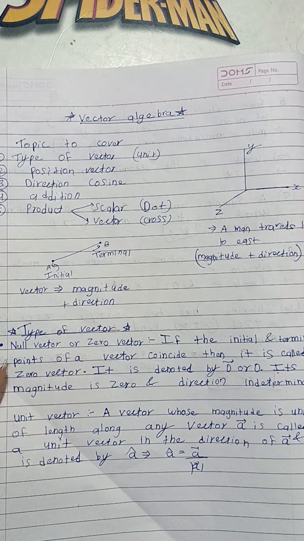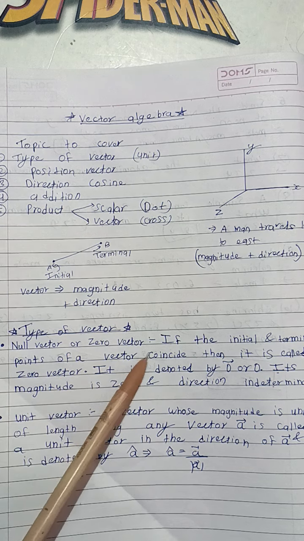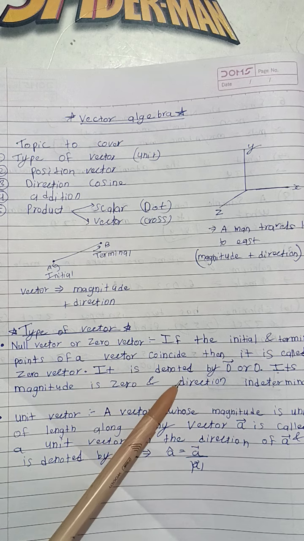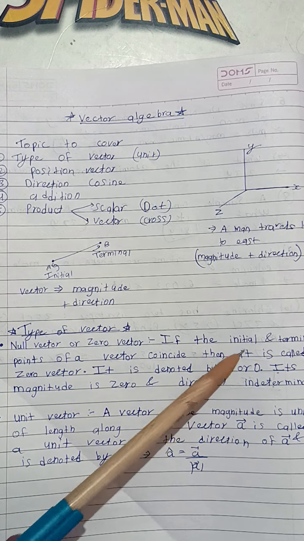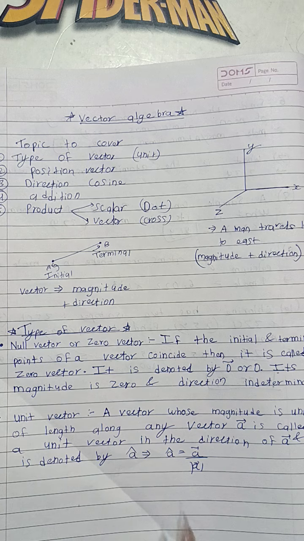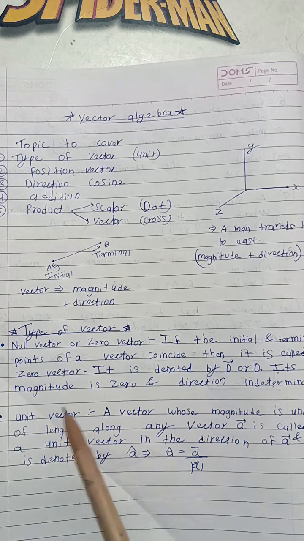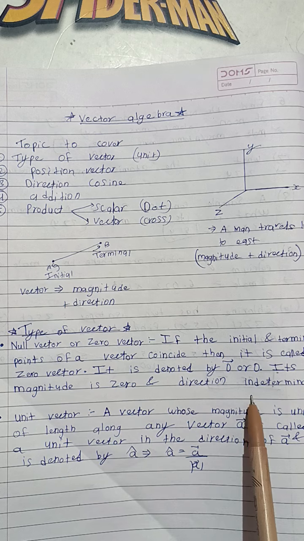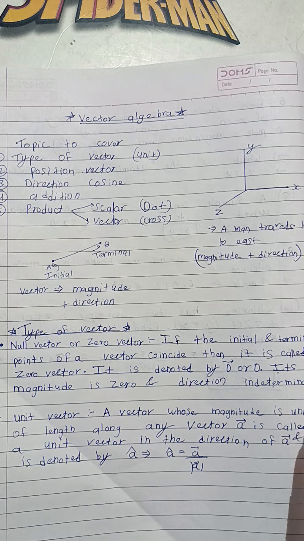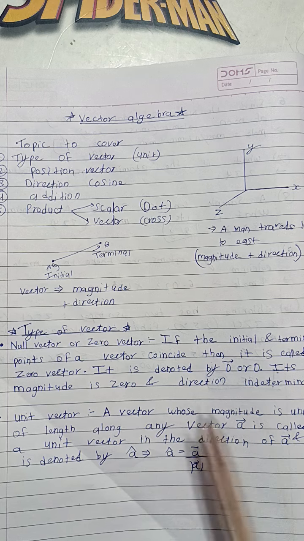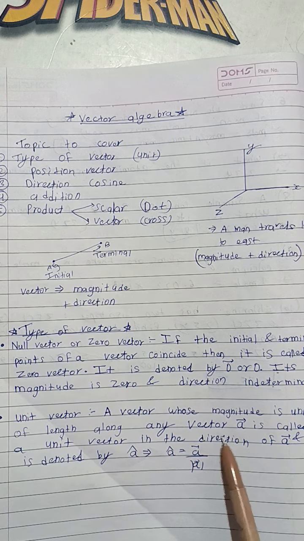Now we will see types of vector. Null vector or zero vector: if the initial and terminal point of a vector coincide, then it is called a zero vector. It is denoted by O or 0. Its magnitude is 0 and direction is indeterminate.